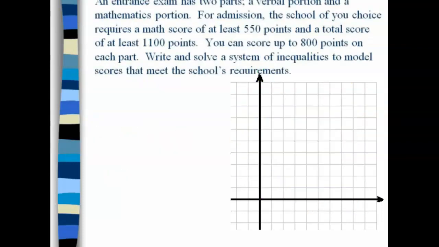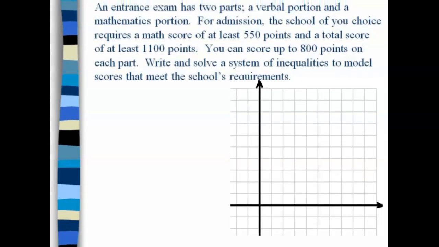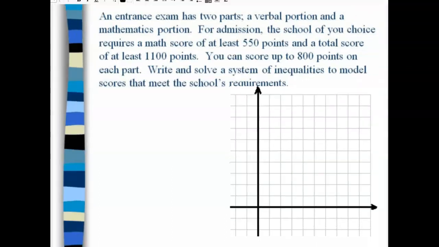An entrance exam has 2 parts, a verbal and a mathematics. For admission, the school of your choice requires a math score of 550 and a total score of 1100. You can score up to 800 points on each part. Write and solve a system of inequalities to represent this model.